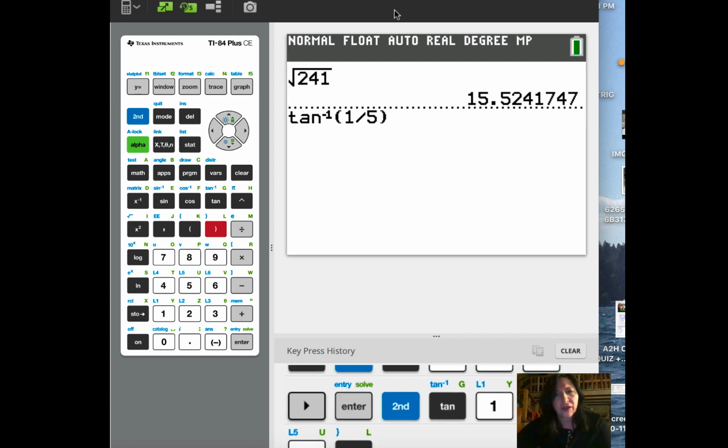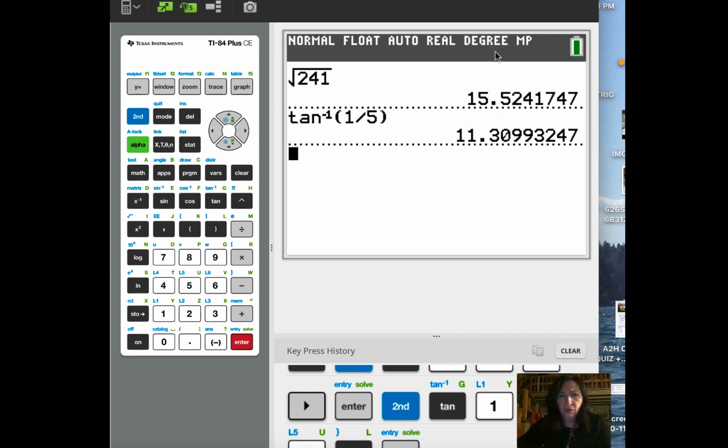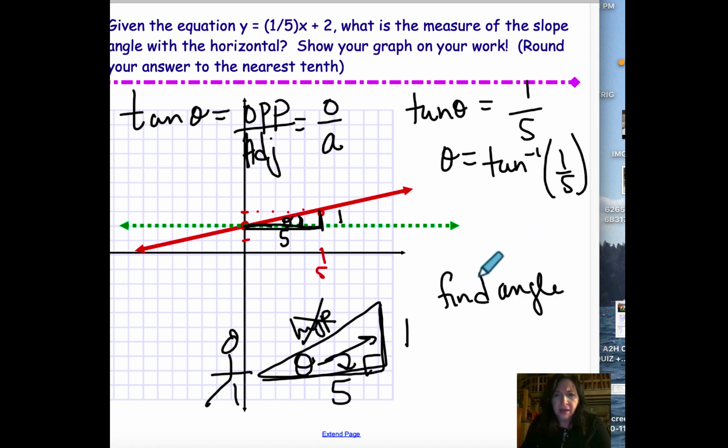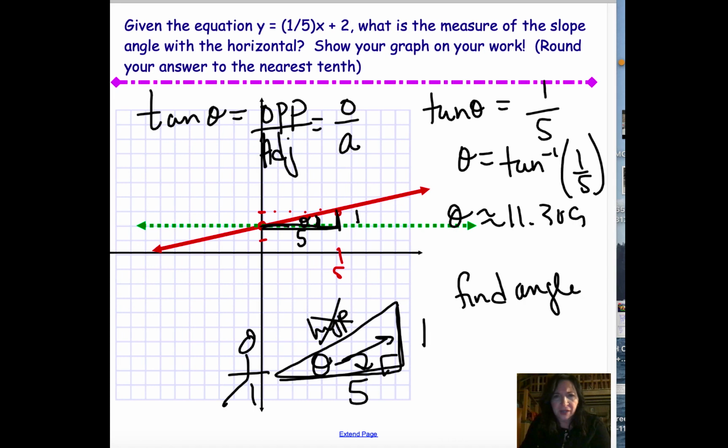And again, you need to make sure your calculator is in degrees. If it's not in degrees, you're going to get the wrong answer anyways. This is about 11.309. So going back to my question, I did get theta to be about 11.309. And the question says round your answer to the nearest tenth. So this is my tenth. So I'm looking to the right, which is 0. That's not 5 or above. So my theta is approximately 11.3 degrees. And so that's how I find theta.